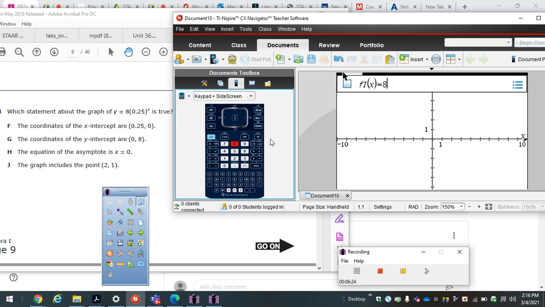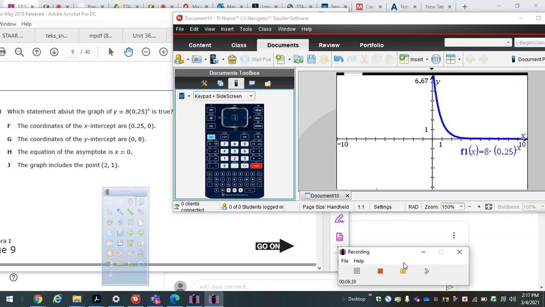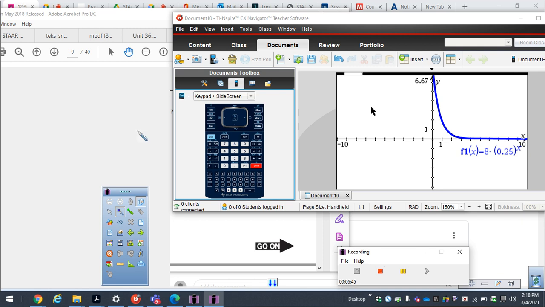We're going to type 8, parentheses, 0.25, and then raise it with that little caret to the x. Okay, there it is. It shows which statement is true. Now let's look at this one. There are several statements here.